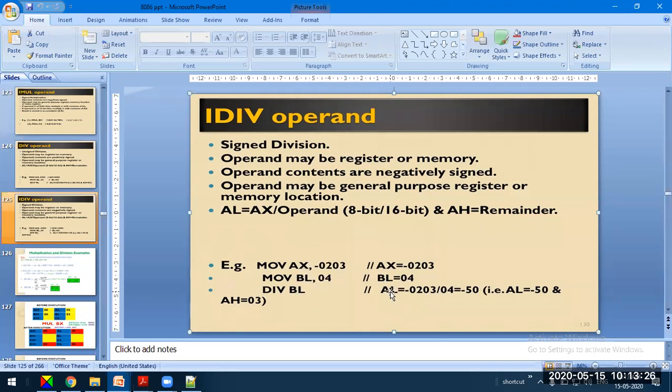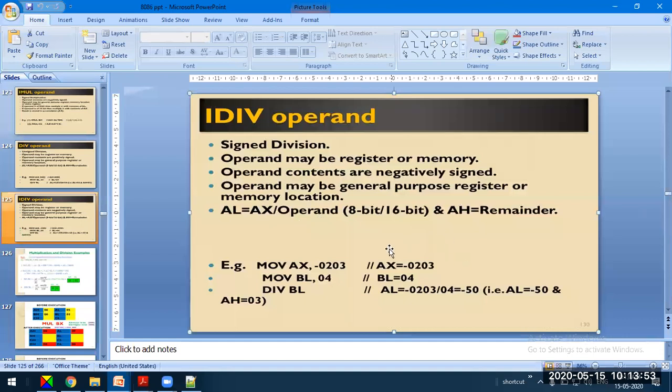So this should be AX, not AL. After division, AX by BL gives minus 50. Minus 50 is stored in AL. What is minus 50? The quotient. AL is the quotient. The remainder is 03, and 03 is available in the AH register. So the quotient is in AL and the remainder goes to the AH register.